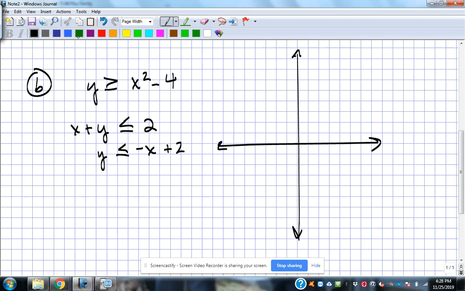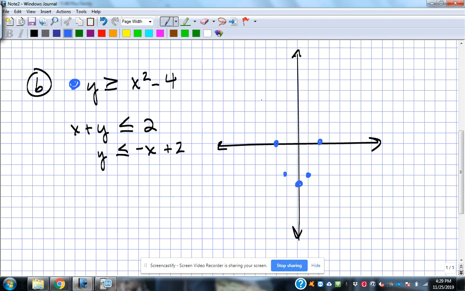So for the quadratic, that's the first one that I'm going to do. I could pick some x values and plug them in. Also, just know about quadratics what shape it is. I know that the y-intercept would be negative 4, and I could pick some x values to go from there, like negative 1. Plug that in. 1 minus 4 would be negative 3, and positive 1 would be negative 3 as well.